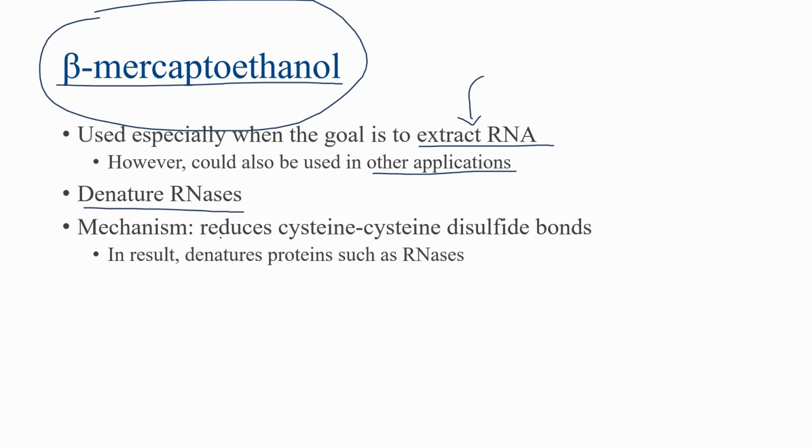The mechanism of this is the following. It basically reduces cysteine-cysteine disulfide bonds that are prevalent within RNases. As a result, this denatures the RNases within the cell lysate, and this makes it so that the integrity of the RNA within the cell lysate is relatively more preserved.